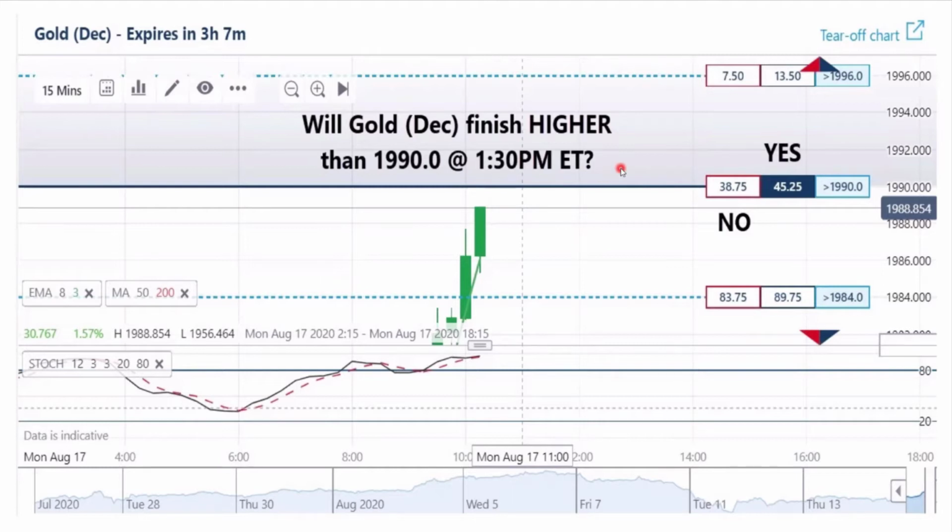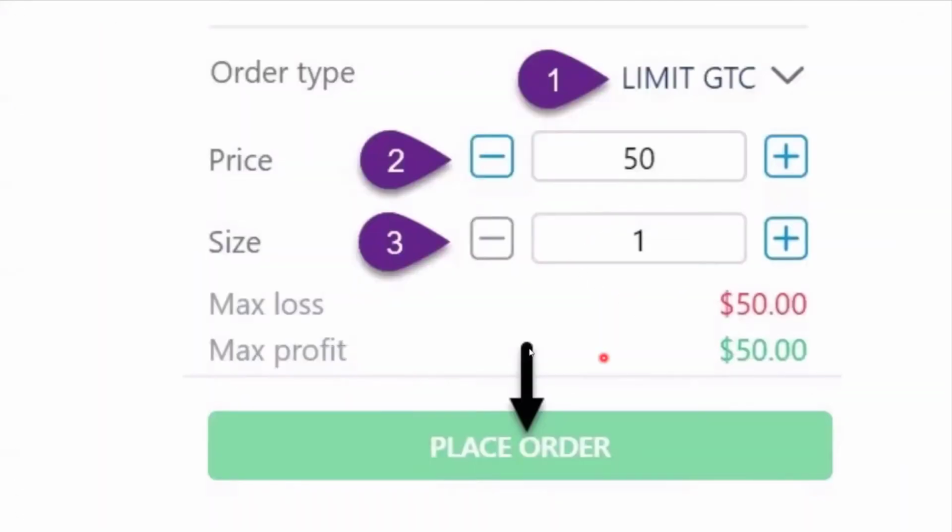My opinion at that point in time was yes. I think gold is going to settle above this line by 1:30 in the afternoon. So then it's just a matter of placing your trade. I'm going to go to the next slide. And this screen, it's easy as 1, 2, 3.